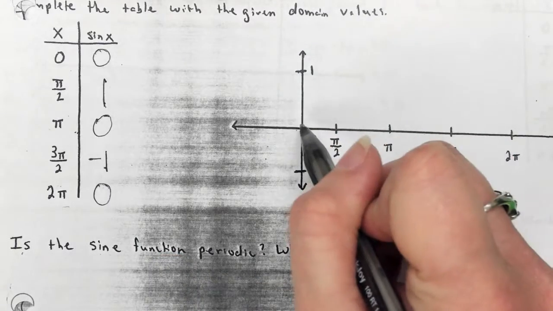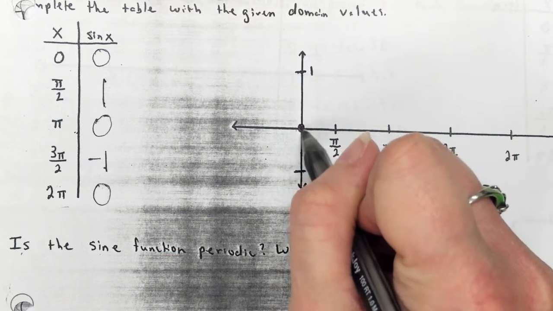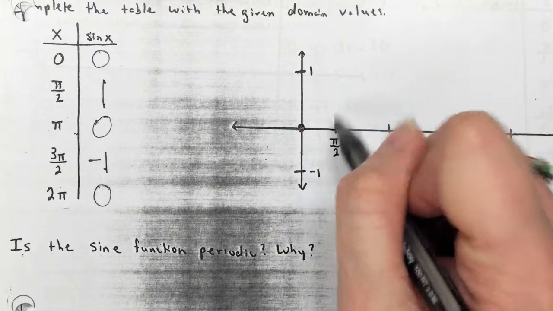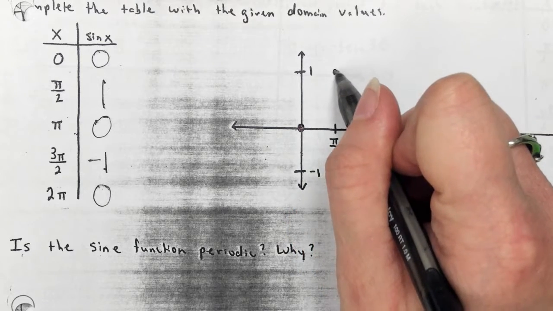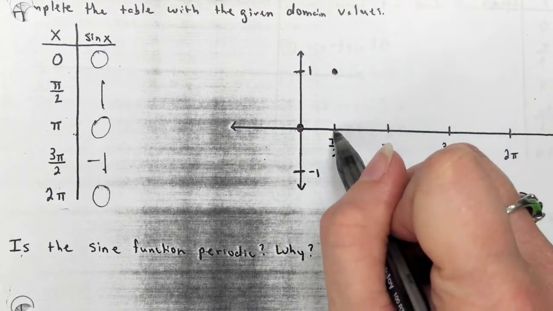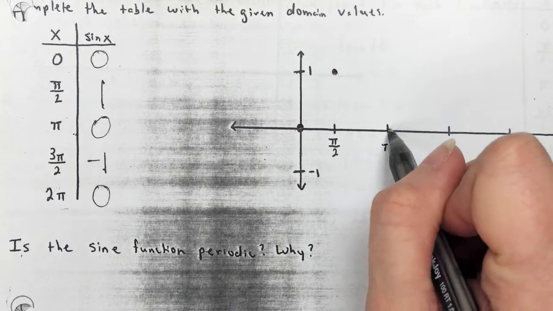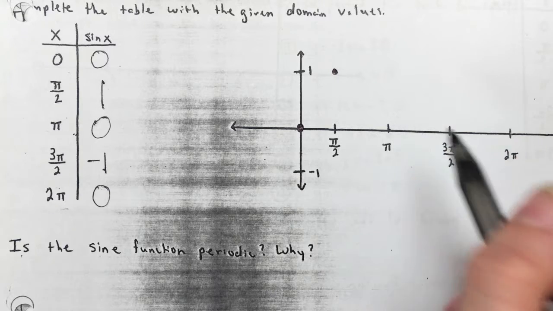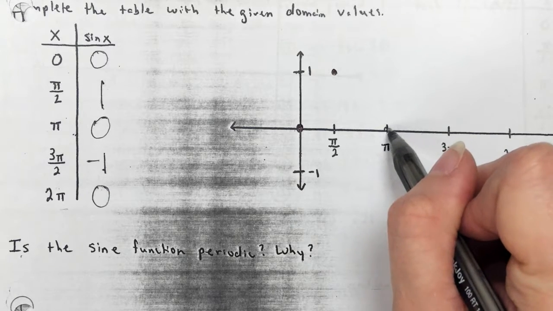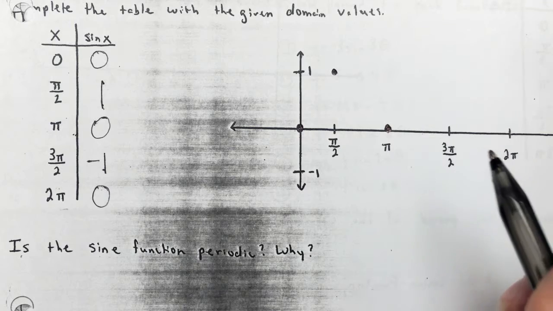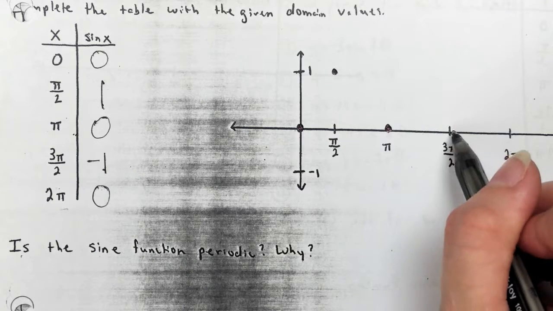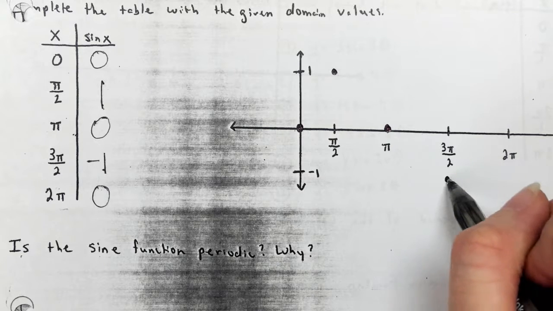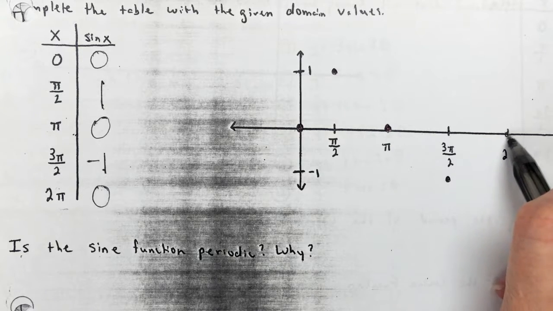All right, let's graph it. Here we go. First point is 0, 0. Next point is pi over 2 and 1. And the next one is pi and 0, and then 3 pi over 2 and -1, and then 2 pi and 0.